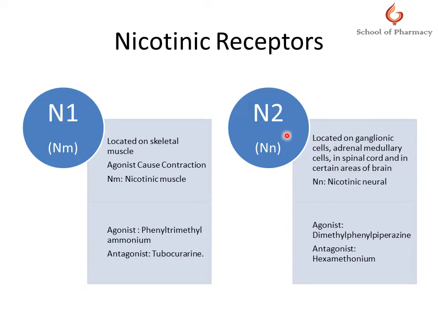This is N2, also known as NN, located on the ganglionic cells, adrenal medullary cells, in the spinal cord and in certain areas of the brain. As an agonist, dimethylphenylpiperazine is an agonist for nicotinic receptor 2. And this is hexamethonium, which works as an antagonist of these agonists.